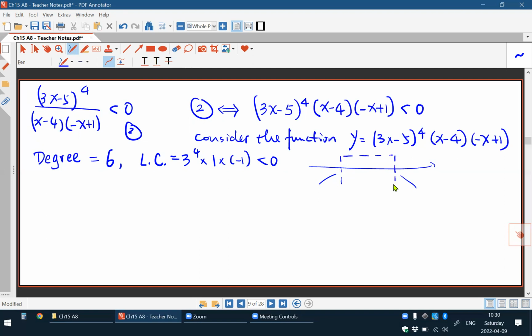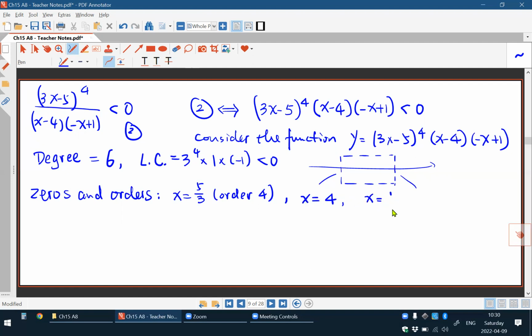Next, we should consider the behavior in the middle. This depends on the zeros and their orders. So let's analyze the zeros and their orders. First of all, x can be 5 over 3 with order 4, because of the power of 4 here. And the next zero is x equals 4 with order 1. And next x can be 1 with order 1, right? Then we can sketch its graph.